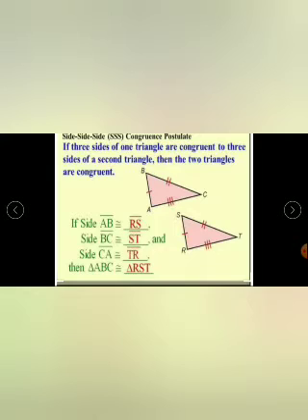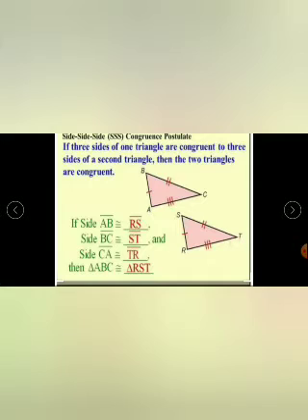Now when you are writing the sides, here we are taking AB. If you are taking AB, the corresponding side of AB is RS, not SR. That is the difference. When you are writing AB, the corresponding side is RS itself. So that correspondence should be written clearly. Similarly, for BC it is ST, not TS. Similarly, for CA it is TR, not RT.